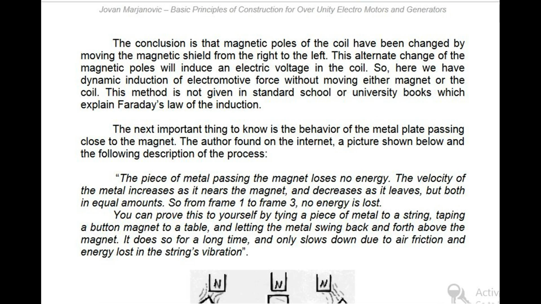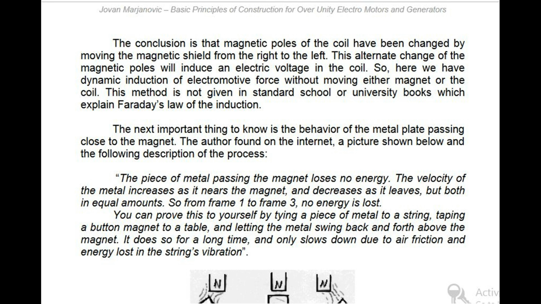The conclusion is that the magnetic poles of the coil have been changed by moving the magnetic shield from the right to the left. This alternate change of the magnetic poles will induce an electric voltage in the coil. So, here we have dynamic induction of electromotive force without moving either the magnet or the coil. This method is not given in standard school or university books which explain Faraday's law of induction.